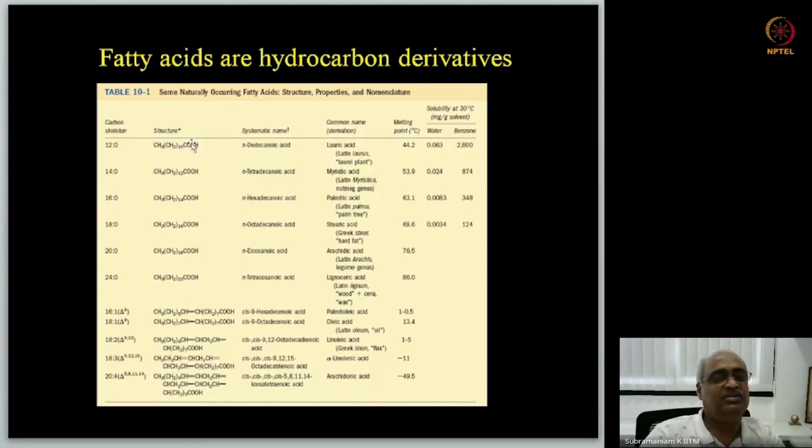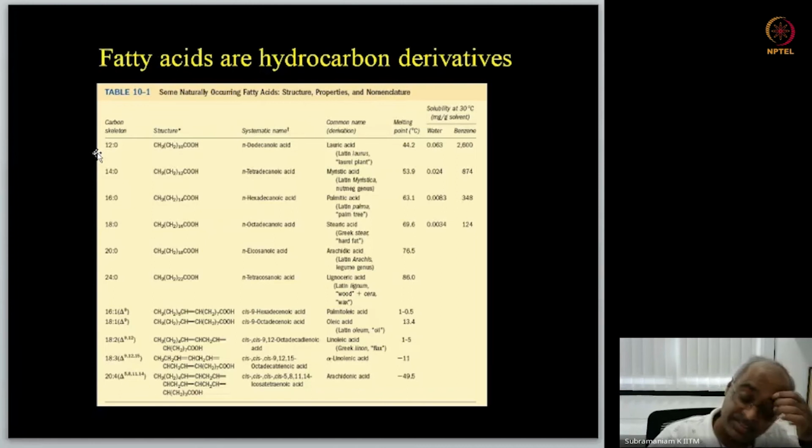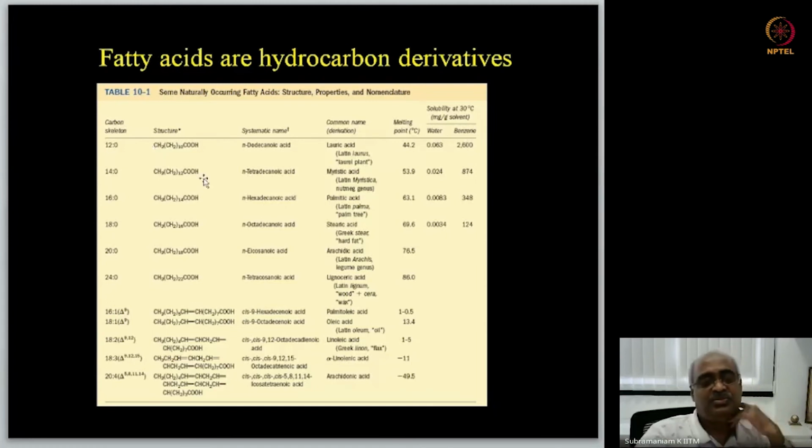So you have a carboxyl group, and then you have a long chain of carbon where the carbon valency is satisfied with hydrogen. So you have CH2, N number, and then finally a methyl group. So that is what fatty acids are. These are hydrocarbon chains with a carboxyl group at one end.